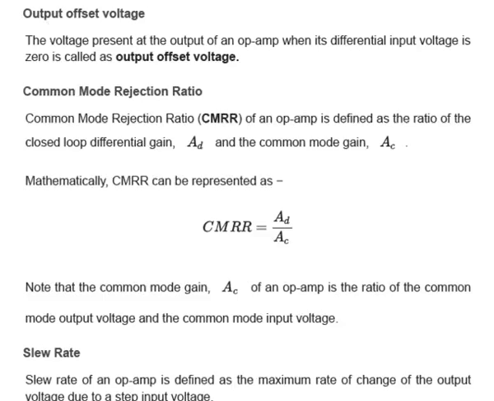Note that the common mode gain AC of an op-amp is the ratio of common mode output voltage and the common mode input voltage. So this is the basic of common mode rejection ratio.